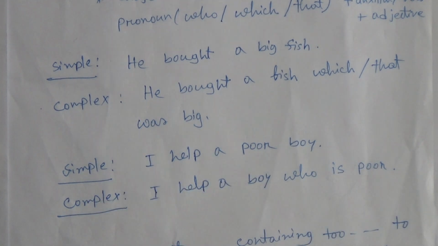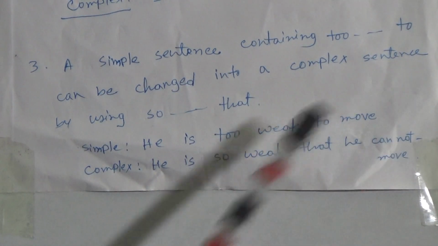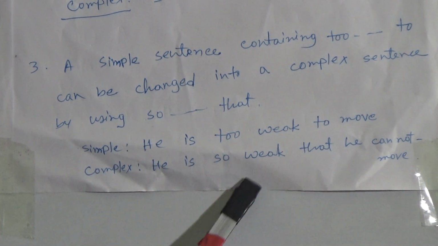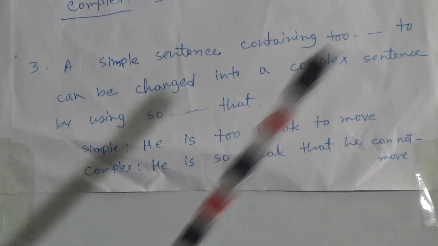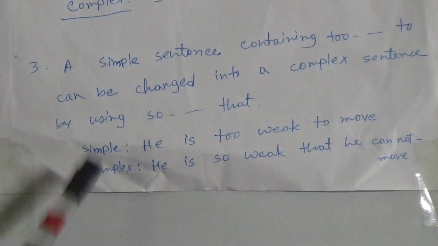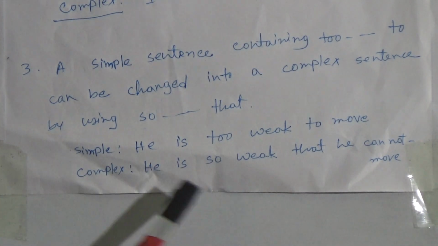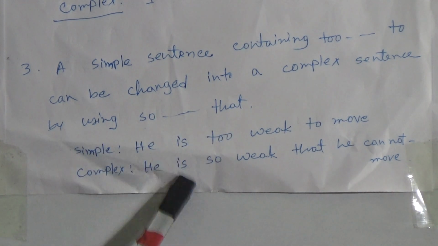Dear students, then look, number 3, a simple sentence containing too can be changed into a complex sentence by using so that, okay. Its example. Look, in simple sentence, he is too weak to move. Here you have to transform it to a complex sentence. You have to write it like this way. He is so weak that he cannot move. So dear students, you have to transform this from simple sentence to complex sentence like this way, okay. So as per our rule, containing too can be changed into a complex sentence by using so that, okay.